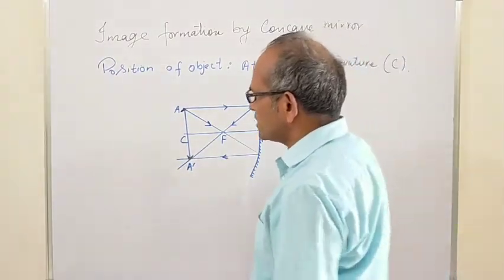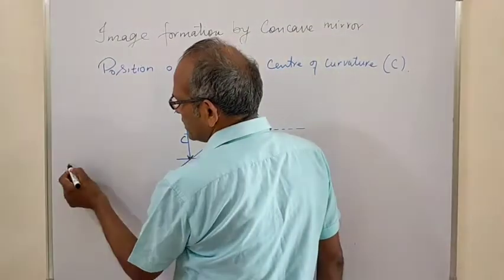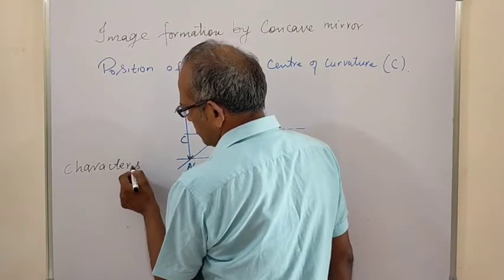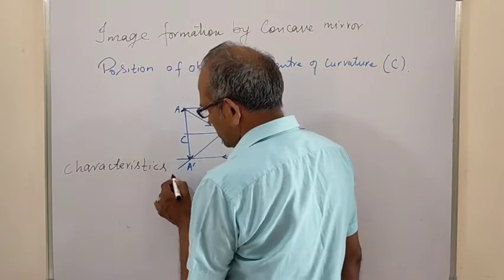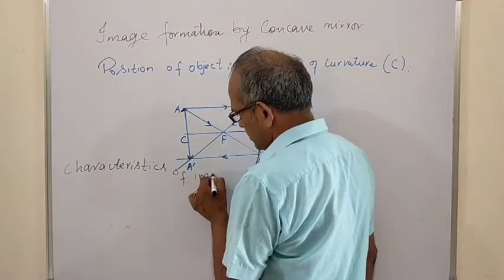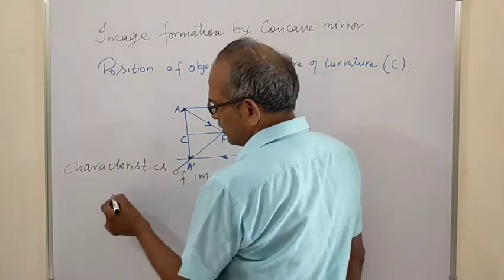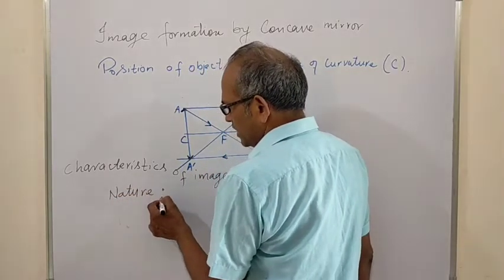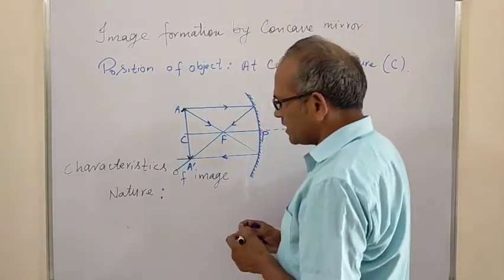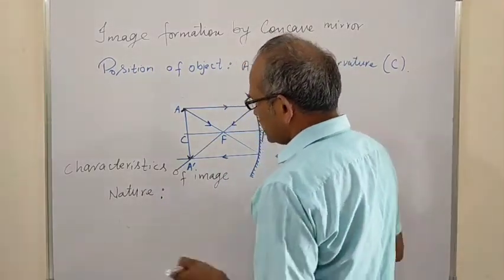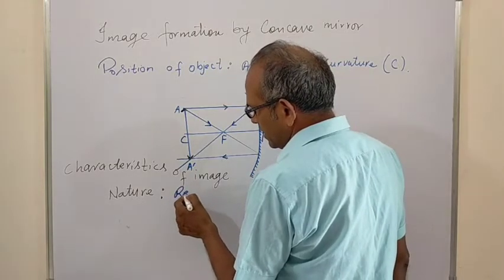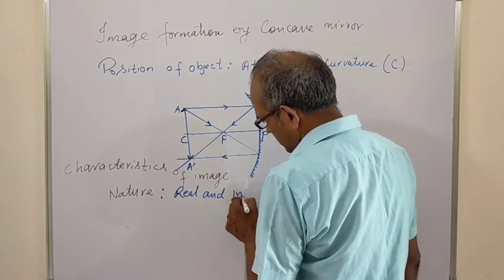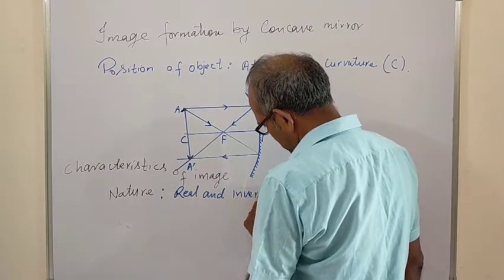So what are the characteristics of the image formed? First, as I have told you, we write the nature. So what is the nature? Since the rays of light are intersecting each other, the nature is real and inverted.